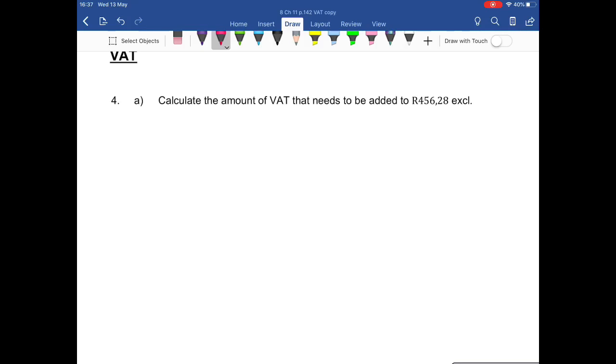The first example we're going to look at is to calculate the amount of VAT that needs to be added to a price that's excluding VAT. EXCL, and you will see that on financial documents, means there is no VAT and we have to add it. So remember, VAT, and this you have to know, is 15% in South Africa, and that actually means that we are increasing a price by 15%. But this question is just asking for the VAT amount.